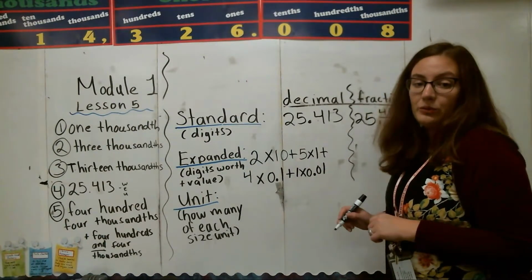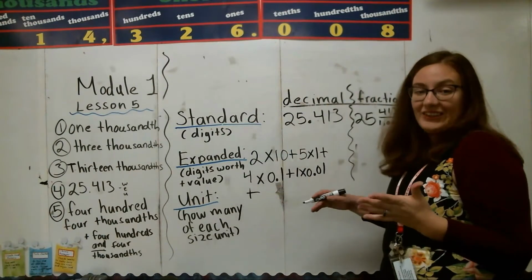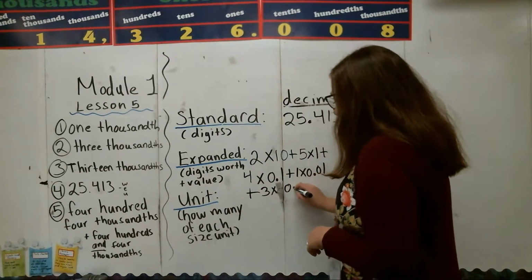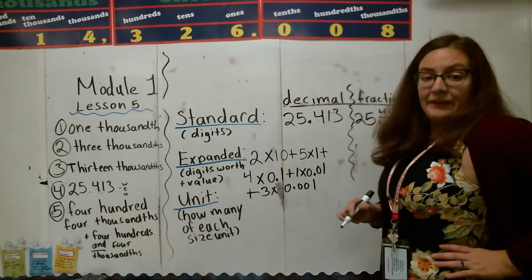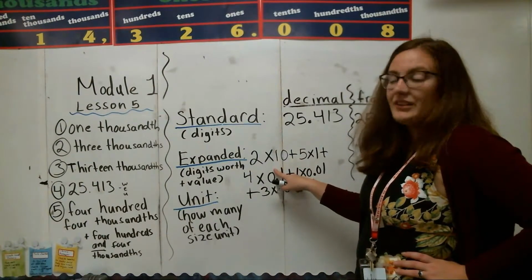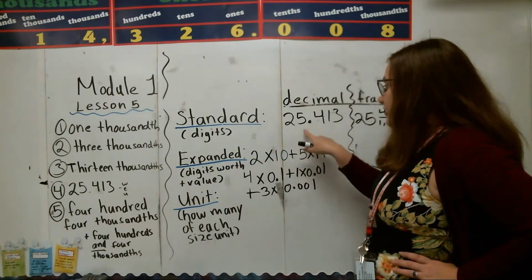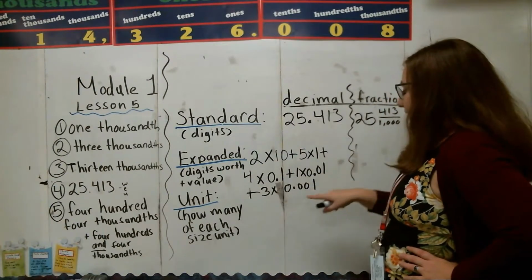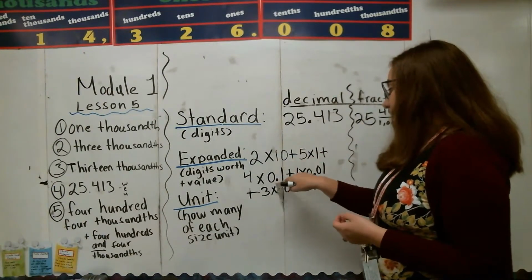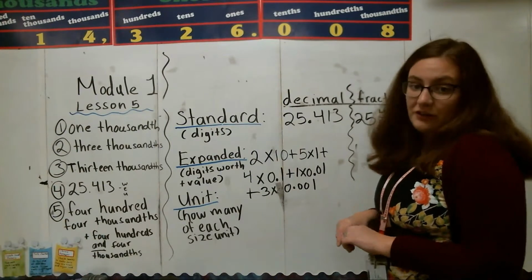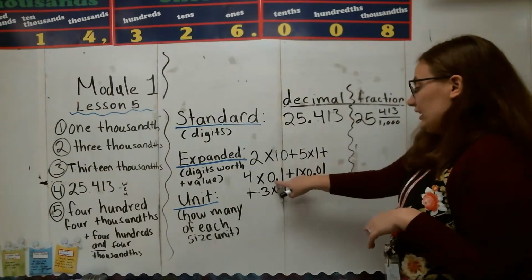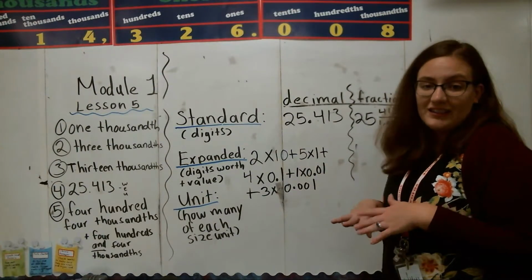100, so 0.01 plus, this is kind of a long one, 3 copies of 1,000th. And if you notice, these numbers that are at the beginning of each of these little multiplication sentences always match the numbers that I see in my problem or in my standard form. Then the next number is basically just that place value. It's just showing one copy of that place value. So I have 10, 1, 1 tenth, 100th, 1,000th, and that's it.